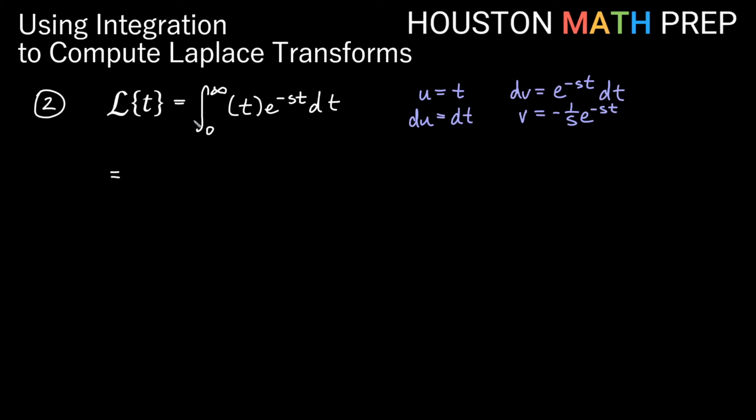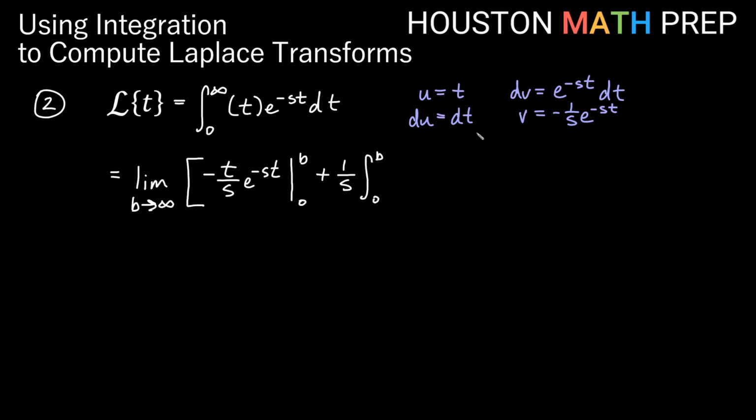If we plug all that in, remember first we'll need the limit as b approaches infinity. Here we'll have uv, so that will be negative t over s, e to the negative st, and that will be evaluated from 0 to b, minus the integral of v du. Now notice that v is negative, so minus v du will actually give us plus here. This 1 over s is a constant, so I'm going to bump it out in front of my integral. Remember, this is also from 0 to b still. E to the negative st dt is still left as part of v du.